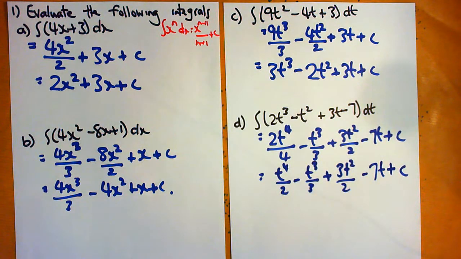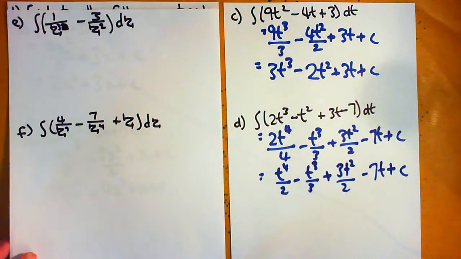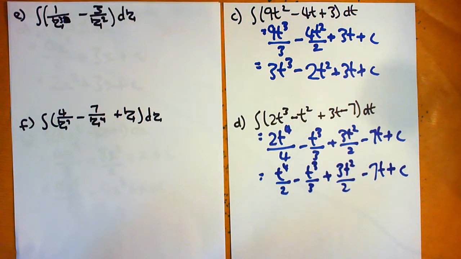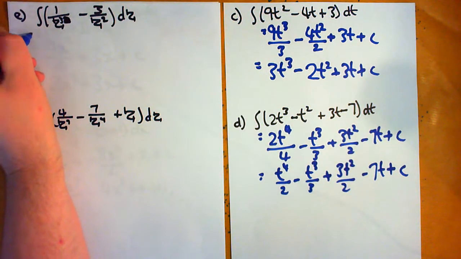Okay, so far so good. Now we have some more functions to integrate. So we have 1 over z to the power of 3 minus 3 over z squared, and we need to integrate that. As it stands, it's not ready to integrate. We need to do some setting up first.